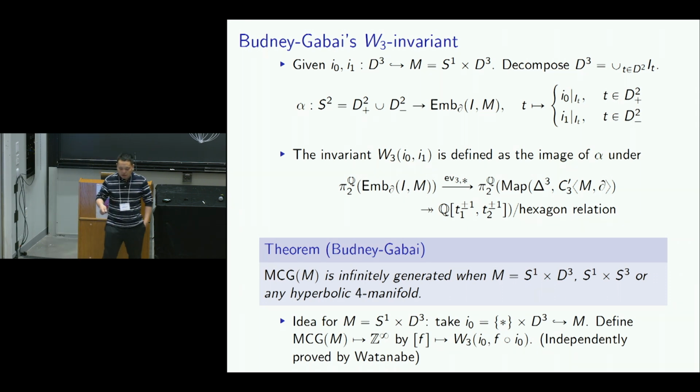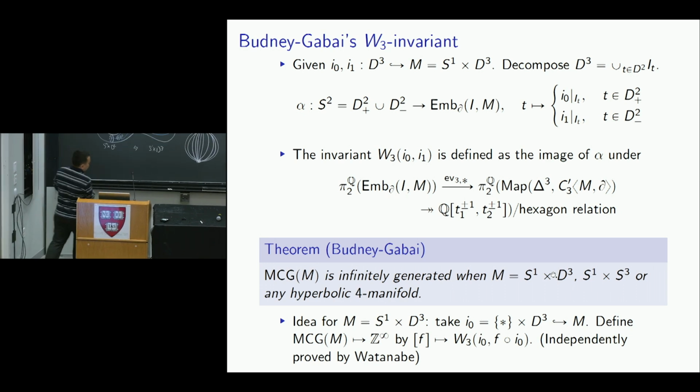repeating the spectral sequence argument, they construct a specific map to a quotient ring of this polynomial ring with 2 variables. Maybe let me explain a little bit about why this happens.